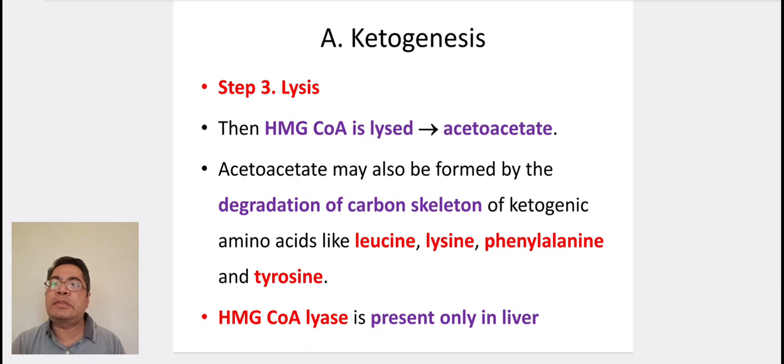Third step is lysis. Then HMG-CoA is lysed to acetoacetate. Acetoacetate may also be formed by the degradation of carbon skeleton of ketogenic amino acids like leucine, lysine, phenylalanine, and tyrosine. HMG-CoA lyase is present only in liver.